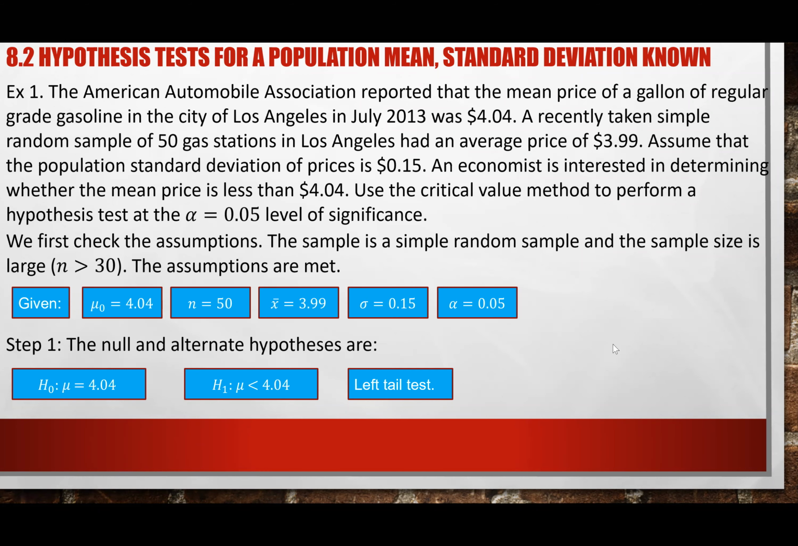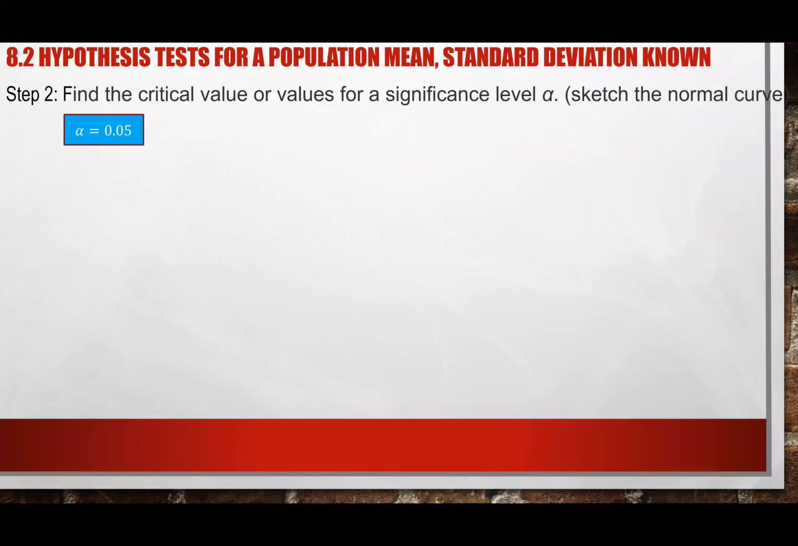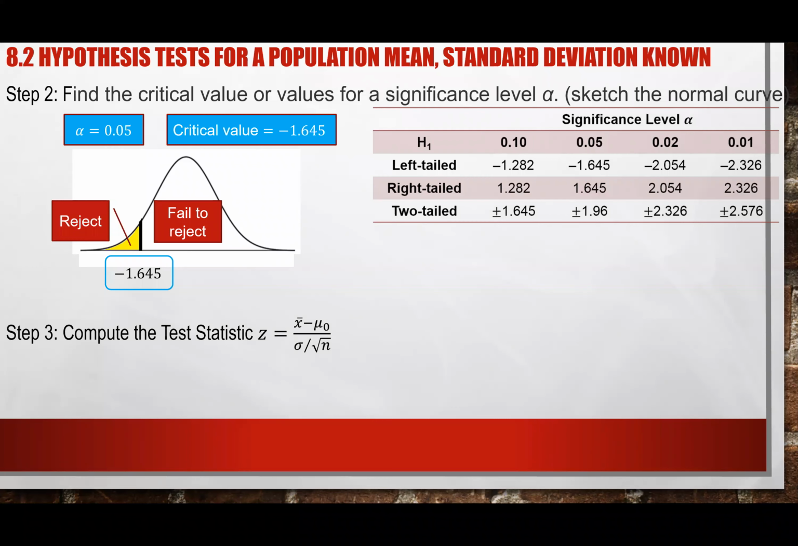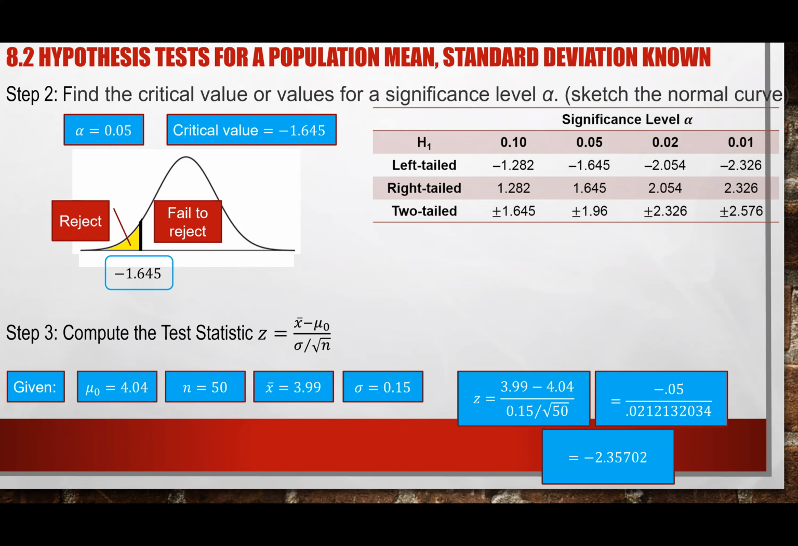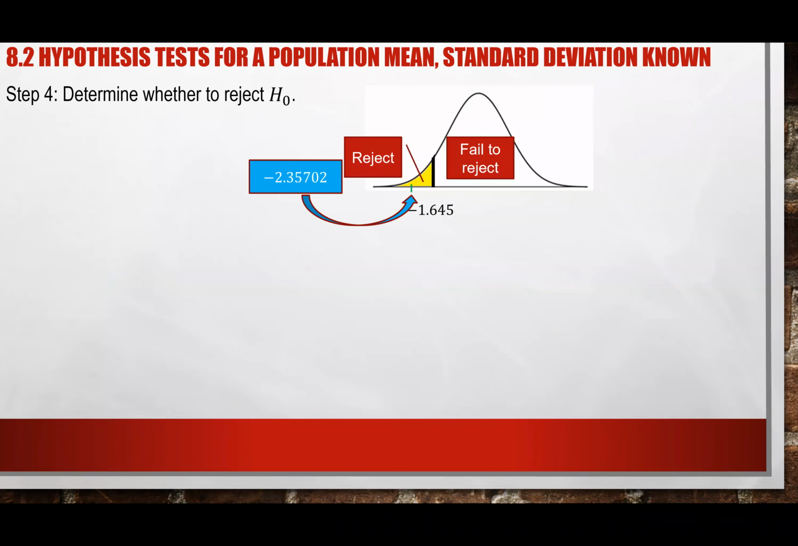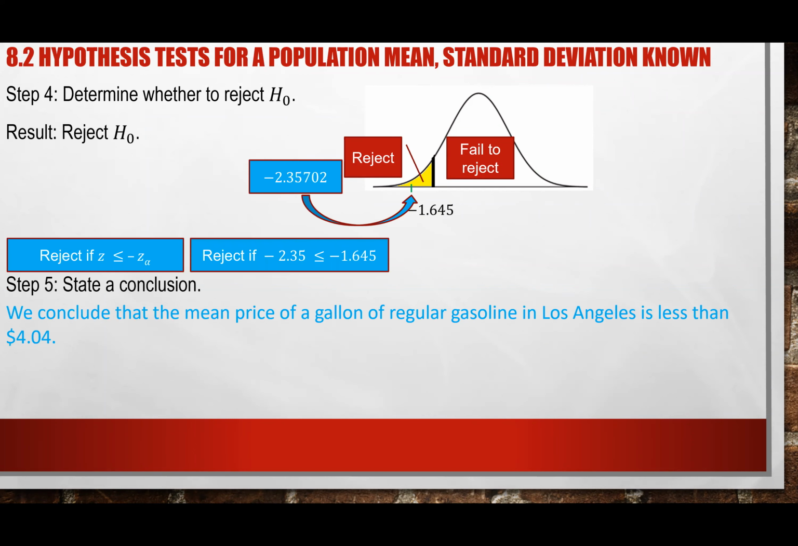So again, the question with the 5 steps. Step 1, state the hypothesis, find the critical value, find your region, compute the test, and then see where your result falls. If it's under reject, we reject. If it's under fail to reject, we fail to reject. And if you reject H sub 0, you have enough evidence to support whatever the claim is. In this case, the gasoline is less than $4.04.